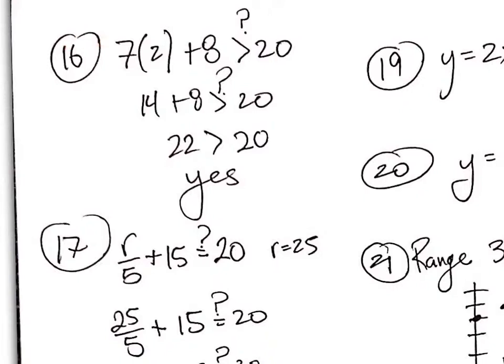So for 16, we had a 2 off to the side, meaning we're going to take 2 and substitute it in for z. So that was a z, but now it is a 2. And notice how I put the little question mark here. The question mark indicates I'm checking to see whether it is correct. So we have 14 plus 8 question mark greater than 20. So is 22 greater than 20? The answer is yes.